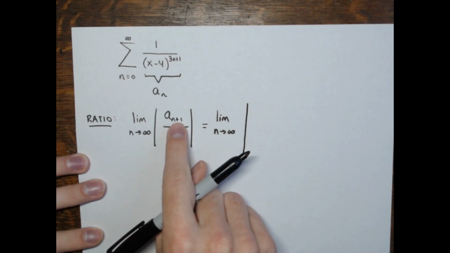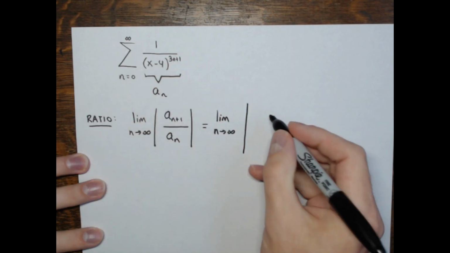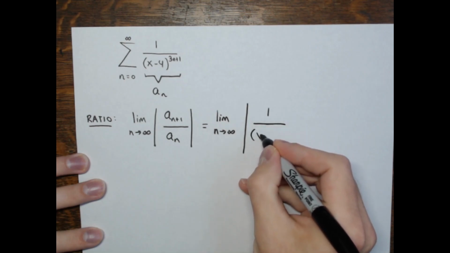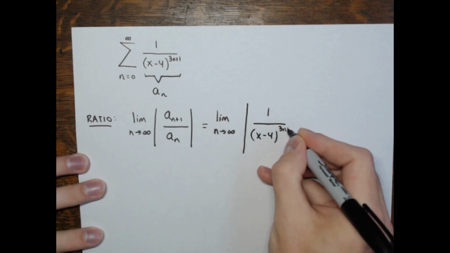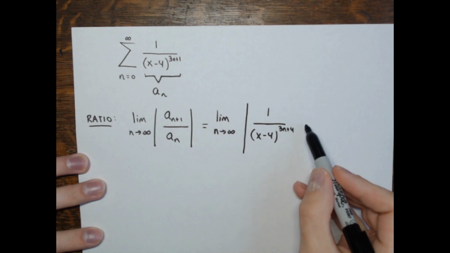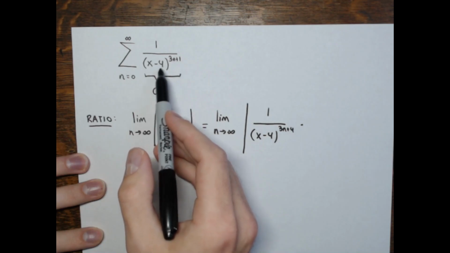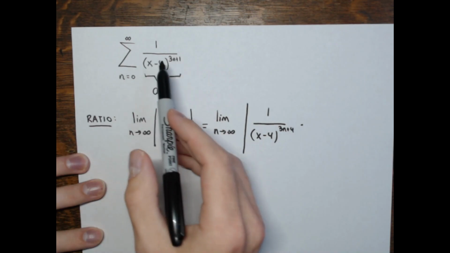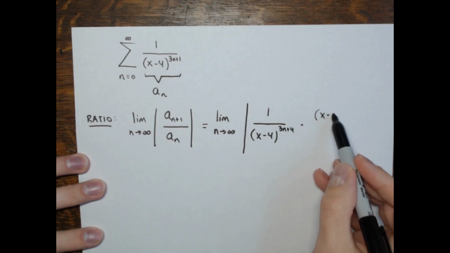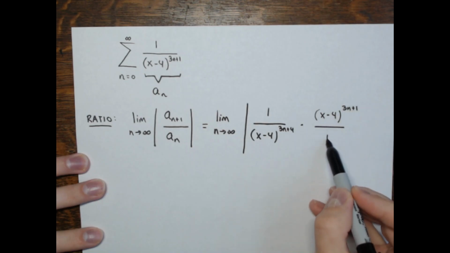Now the n plus first term is this, where you replace n with the quantity n plus 1. So that'd be 3 times n plus 1, which is 3n plus 3, and then plus 1 again. So 3n plus 4. This would be 1 over x minus 4 to the 3n plus 4 power, right? Again, that's 3 times the quantity n plus 1, and then plus 1 again. And then dividing by a_n, dividing by the previous term, is the same thing as multiplying by the reciprocal. So multiplying by x minus 4 to the 3n plus 1 power over 1.